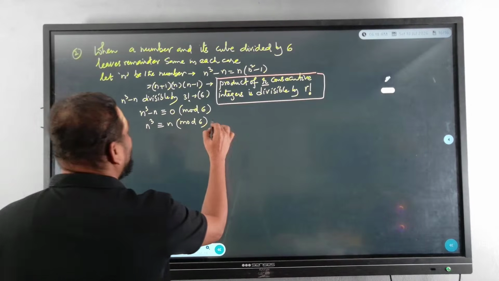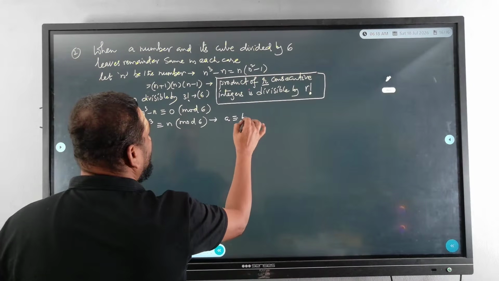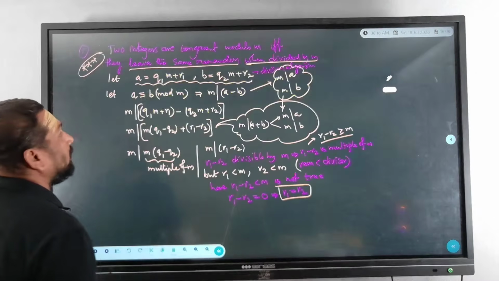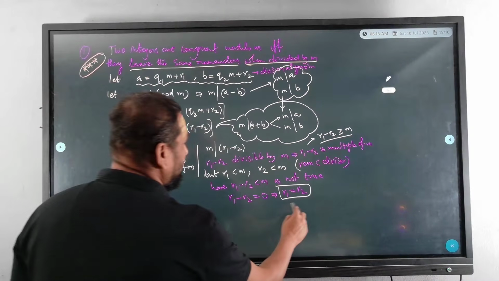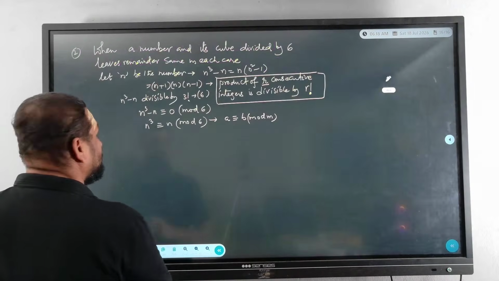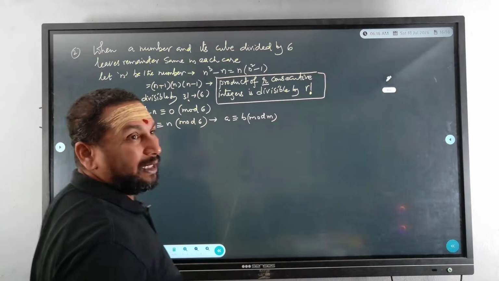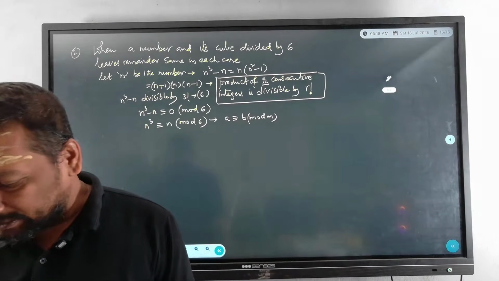ఇప్పుడే మనం ప్రాపర్టీ చేసాం కదండి. a congruent to b mod m. ఇప్పుడు మనం ముందు రిజల్ట్ లో చేసాం, మనం ప్రూవ్ చేసాం. మనం రిమైండర్స్ సేమ్ అని ప్రూవ్ చేసాం కదండి. సో దాని అప్లికేషన్ ఇది. కాబట్టి n cube and n having same remainder when divided by 6. 3 factorial means 6.